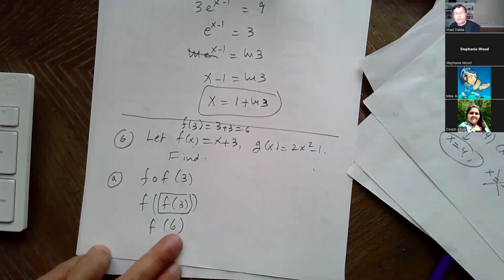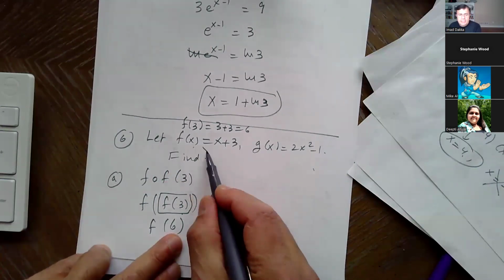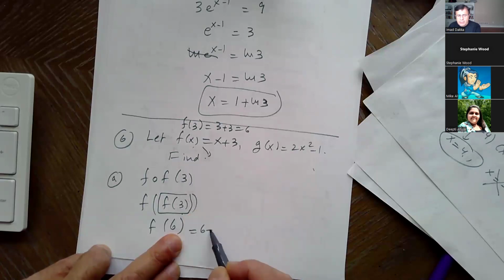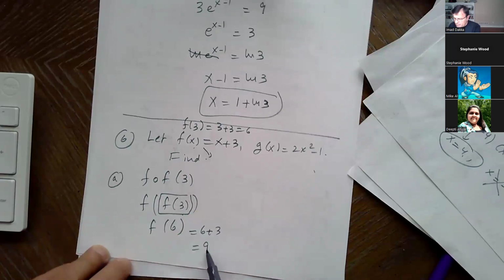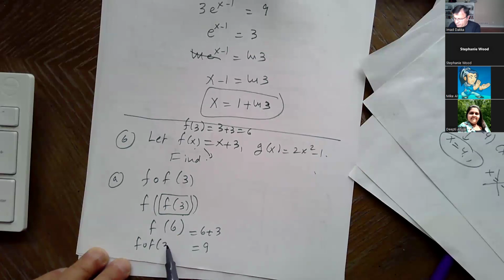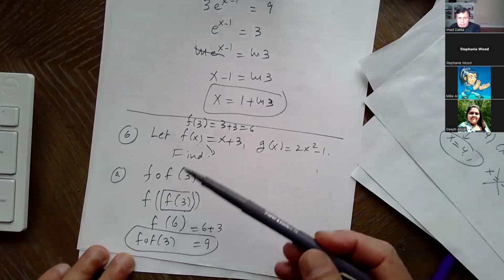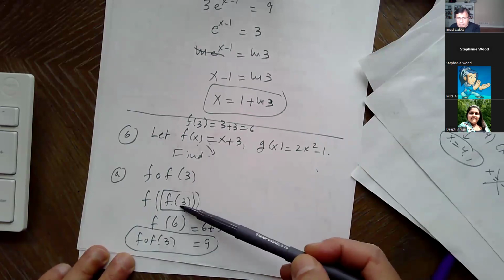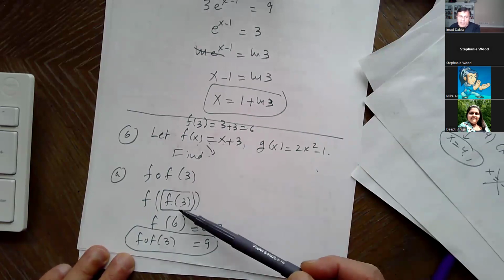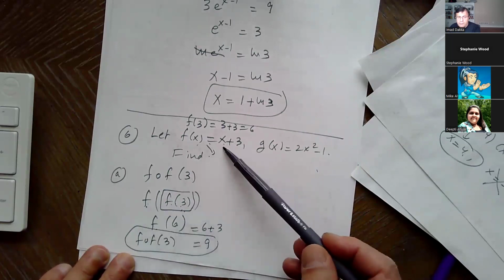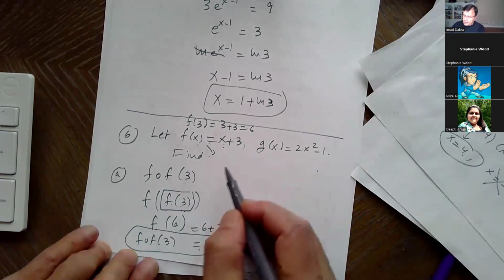Now we're doing f of 6, so we plug in a 6 for x. 6 plus 3 is 9. So f composite f of 3 is 9. What we did, again, is plug the 3 into the equation of f because it's f of 3, and we got 6. Then we have f again to apply, so it's f of 6. We plug the 6 in for x, and we get 9.